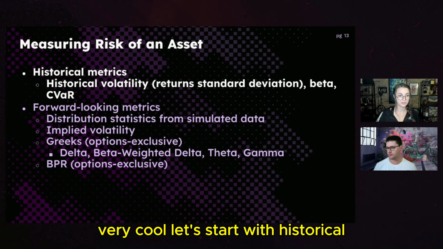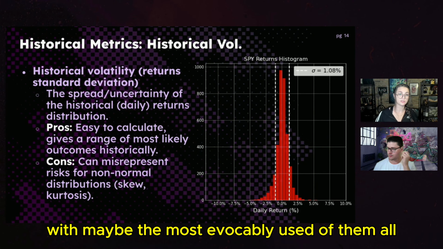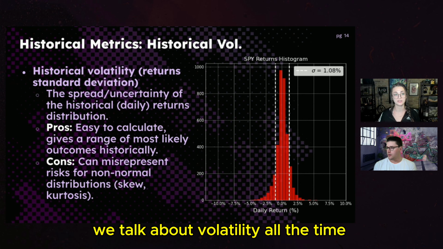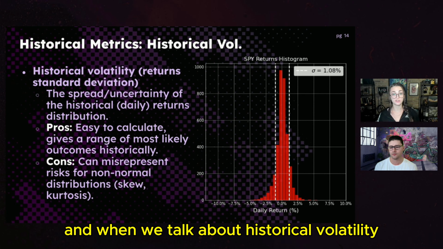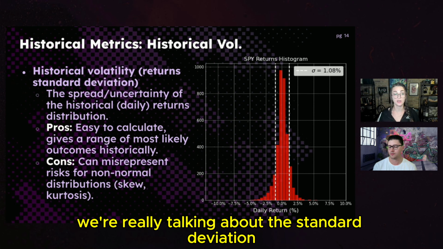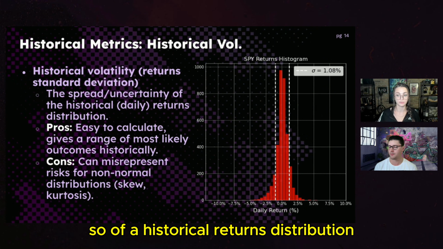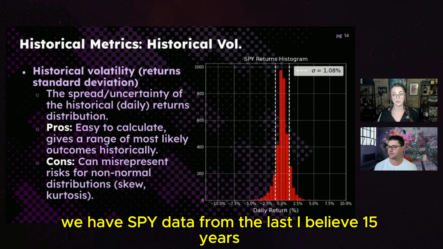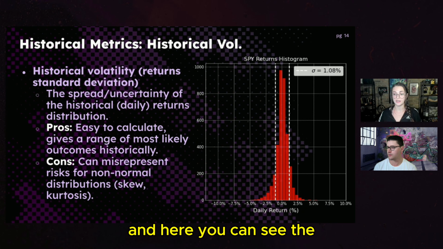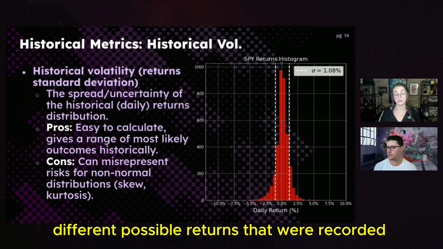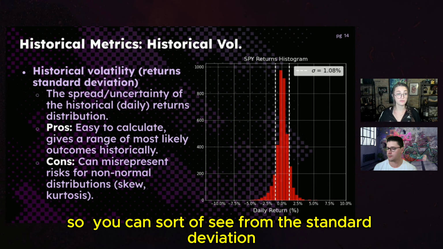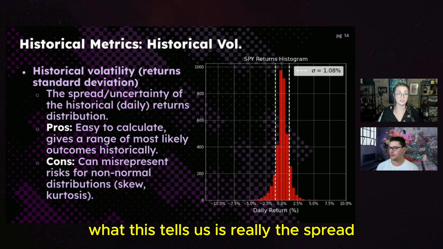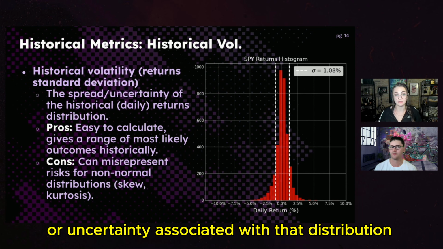Very cool. Let's start with maybe the most ubiquitously used of them all, which is historical volatility. We talk about volatility all the time. It is incredibly useful. When we talk about historical volatility, we're really talking about the standard deviation of a historical returns distribution. Here we have SPY data from the last 15 years, and you can see the different possible returns that were recorded for each of these buckets. What the standard deviation tells us is the spread or uncertainty associated with that distribution.